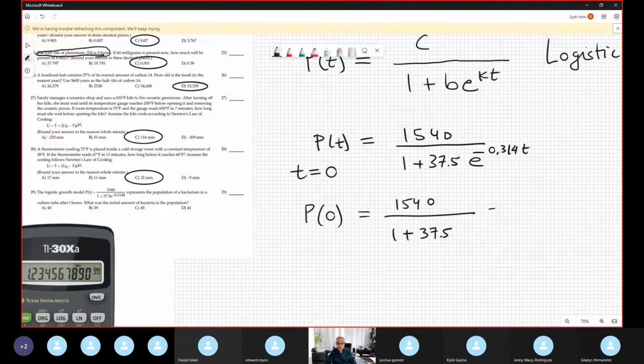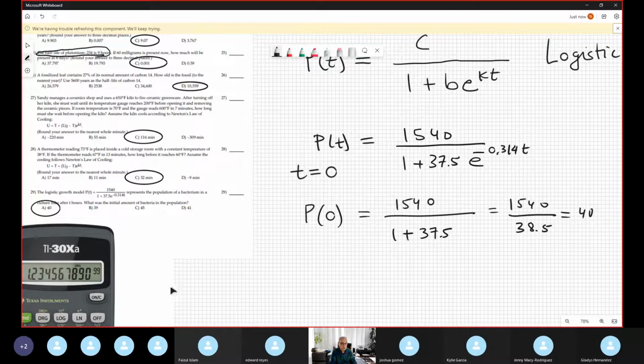This is 1540 divided by 38.5, because it's 37.5 plus 1. Now put it in the calculator. This is just division, nothing special. 40, 40, 40. That's option A, no? I suppose it's 40, but 40 bacteria, no? The initial amount, yes, 40 bacteria, okay. Easy, super easy.